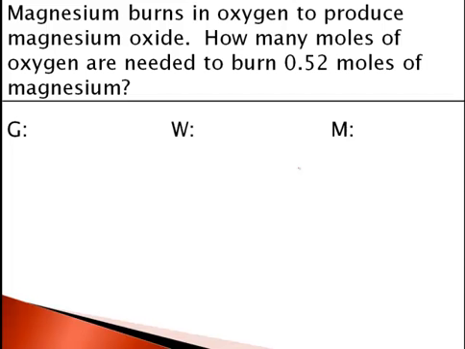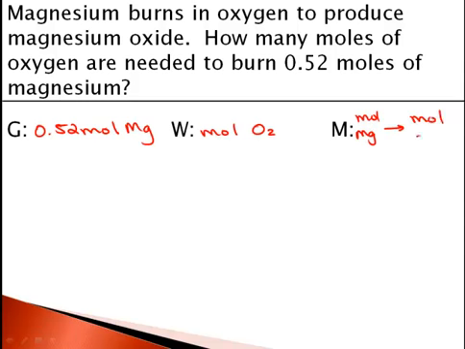Magnesium burns in oxygen to produce magnesium oxide. How many moles of oxygen are needed? So we have 0.52 moles of magnesium. We want moles of oxygen. So we're going to go from moles of magnesium to moles of oxygen, and to do that we're going to use our mole ratio.